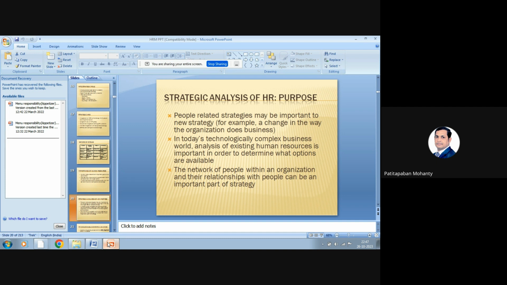And the third one is the network of people within the organization. The network of people in the traditional way and even in the modern way, there is a different concept coming here. Just hold on.